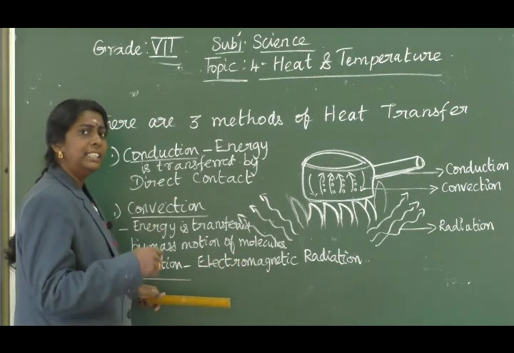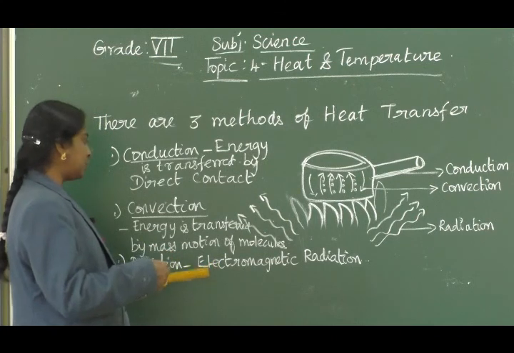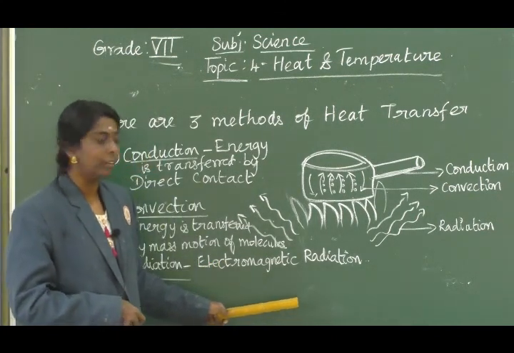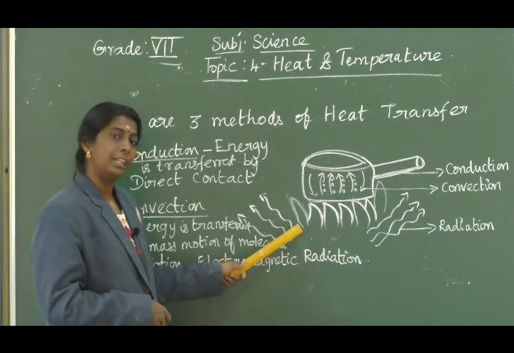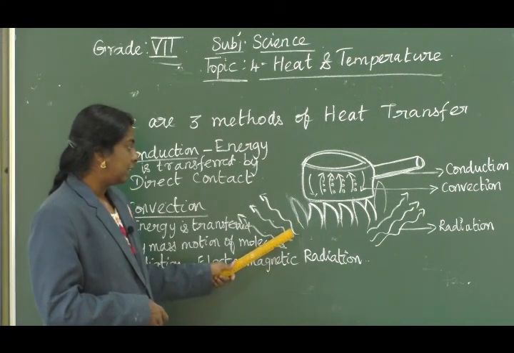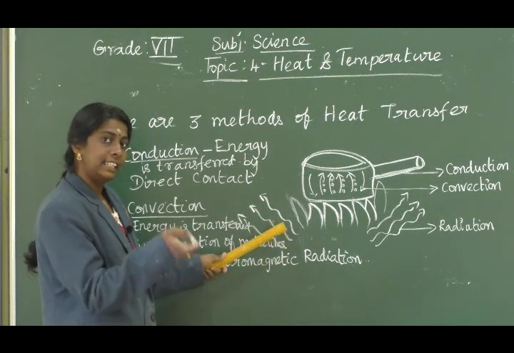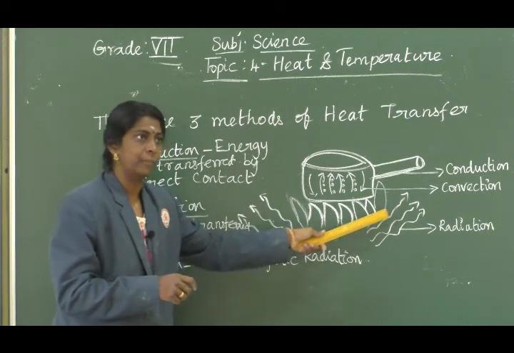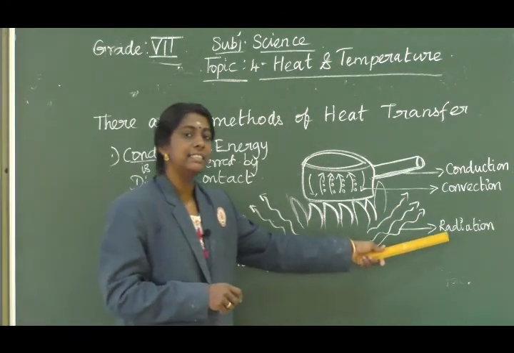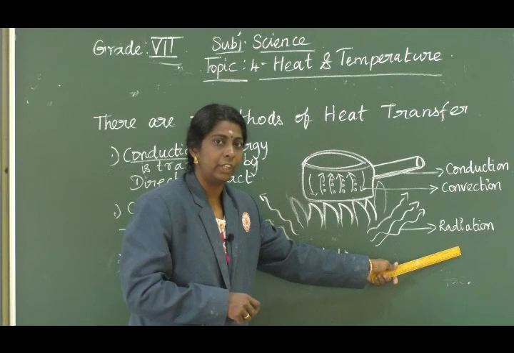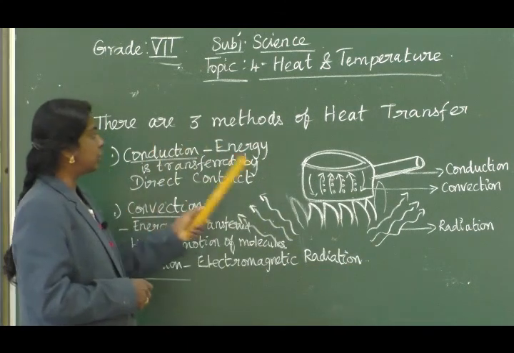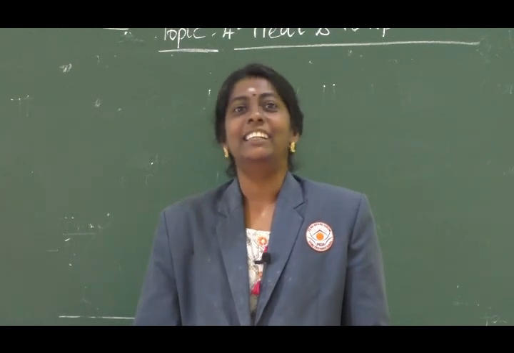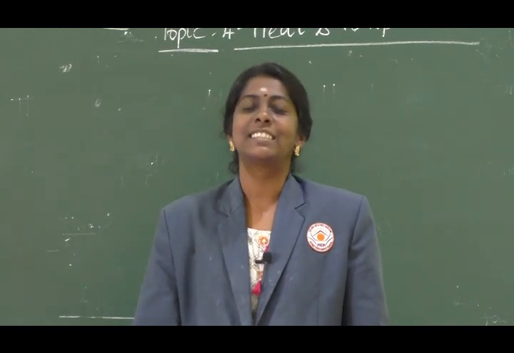Here energy is transferred by means of electromagnetic radiation. You can see the flame here. From the flame, the heat energy is transferred in all directions, and that is what is meant by radiation. Can you understand? So all the three mechanisms are shown here in the same picture. Now children, let us learn about these three methods by watching the video.